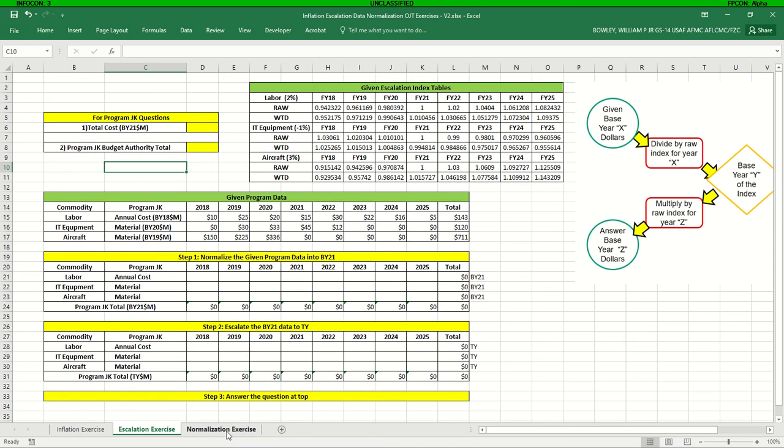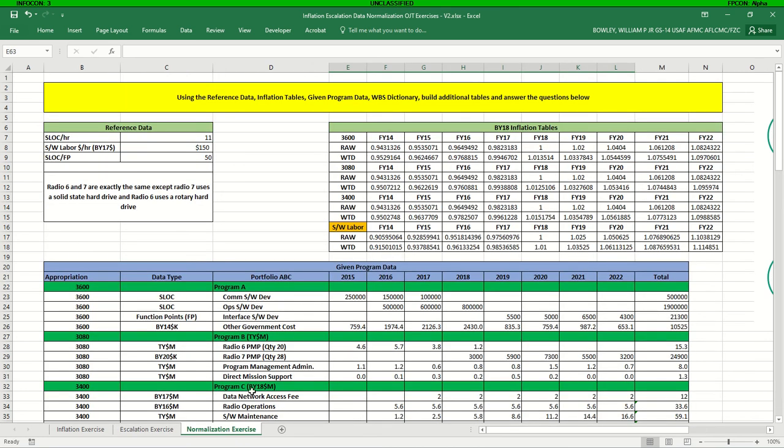The last tab here is the normalization exercise. So for this one, you'll also have some reference information. We're going to have a little bit more information here, and this is going to tie everything together for this training. So we've got inflation tables. Again, we've got the appropriation specific tables, and then we've got one escalation table specifically for software labor. We also have some additional reference data here regarding software lines of code.